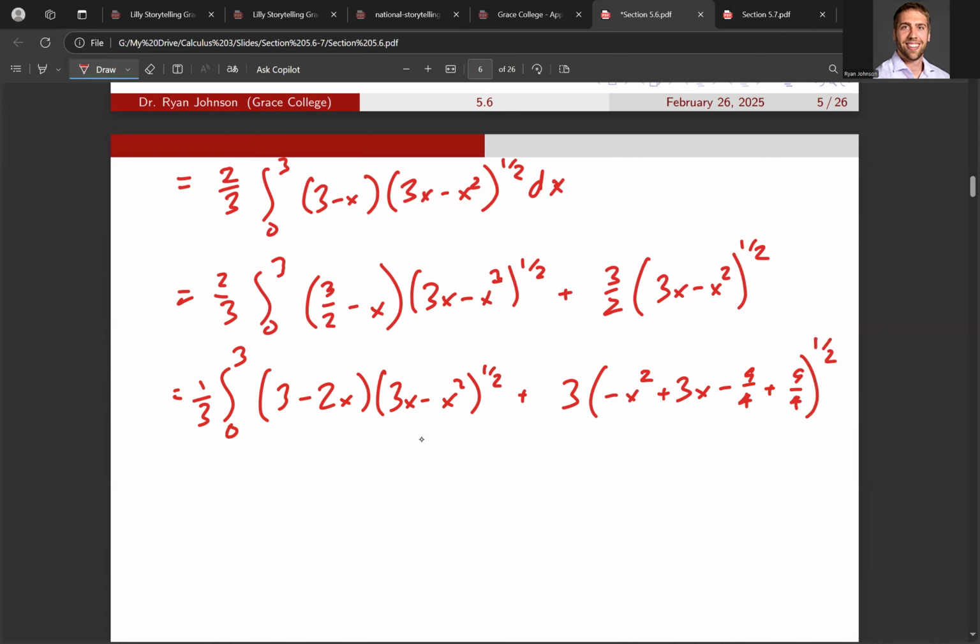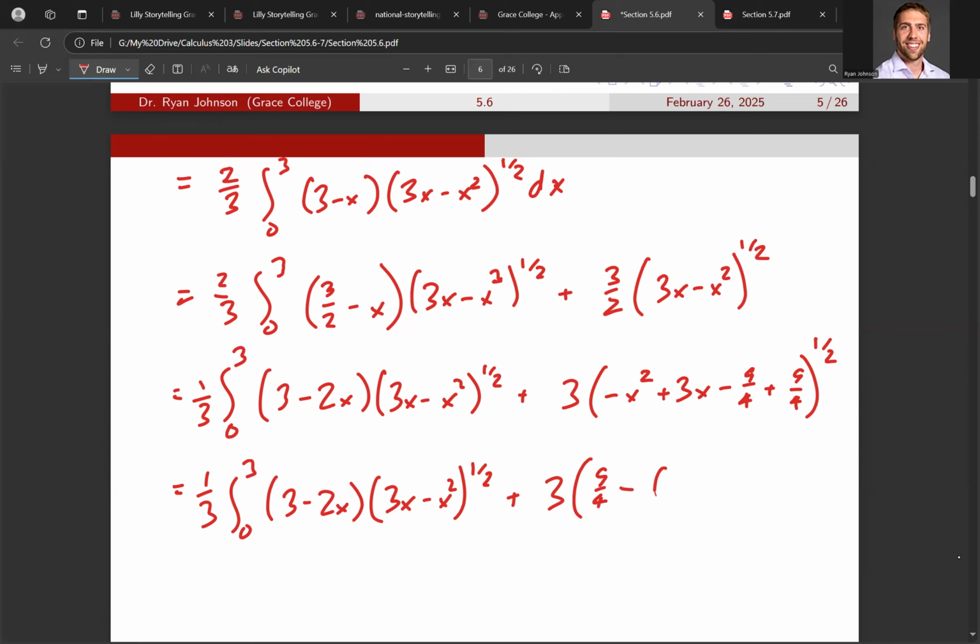to the 1/2 power. And so then I've got 1/3, go from 0 to 3, 3 minus 2x times 3x minus x squared to the 1/2 plus 3 times, I'm gonna switch the order and do 9/4 minus x minus 3/2 squared to the 1/2.